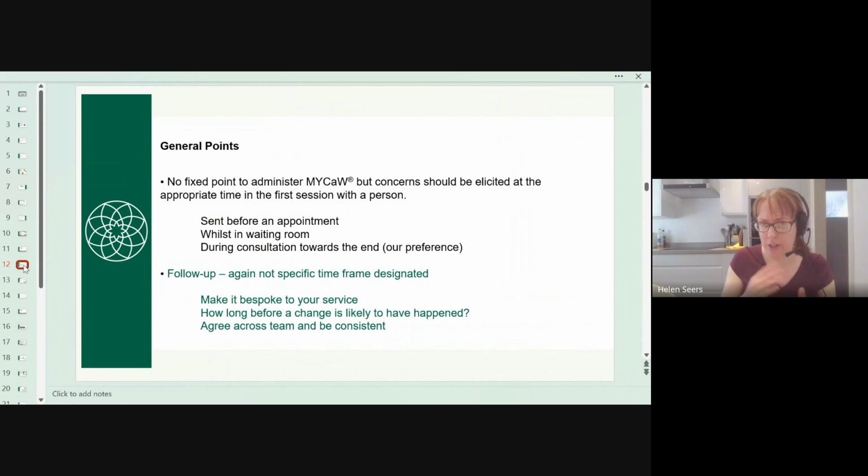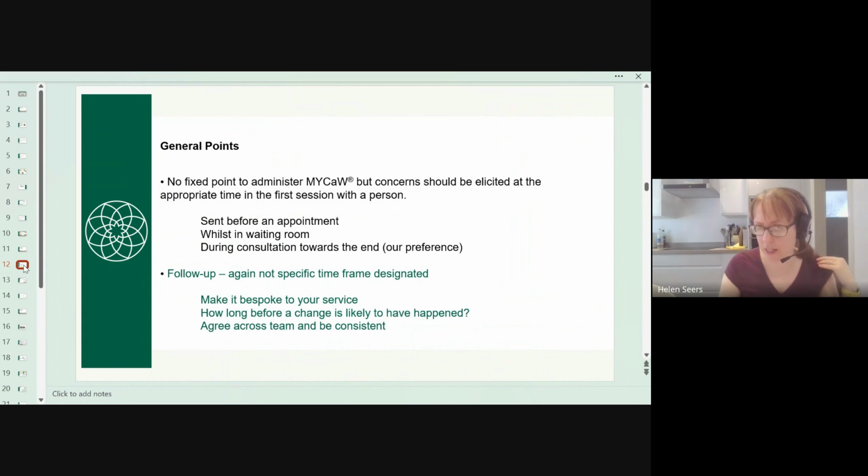So you get to know someone, you listen to them, and then as part of that initial consultation, I hope that you feel that the MyCore just flows into that. Okay, so we've had a chat. What do you think your top 2 concerns are? So the follow-up, when you go back the second or subsequent time, we always say it's unique to your service, and it's how long you think before a change is likely to have happened. So you agree these time points across your team and be consistent. And that's part of the training, really, to make that explicit.